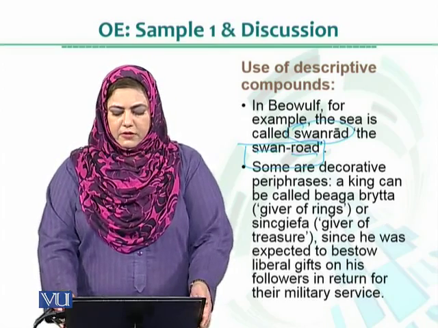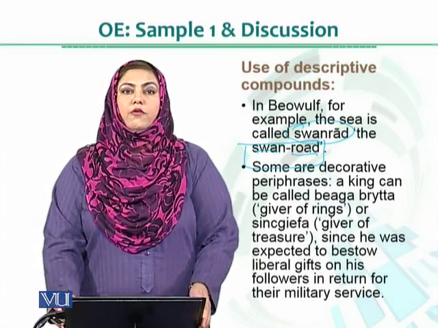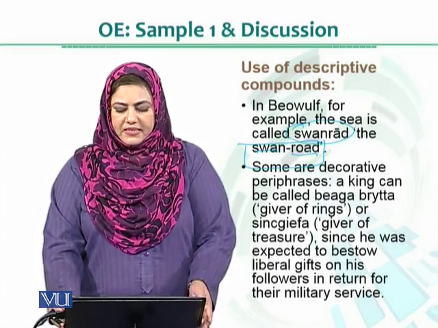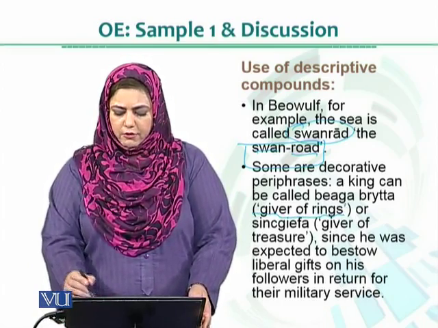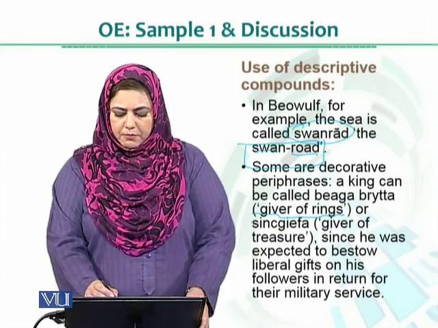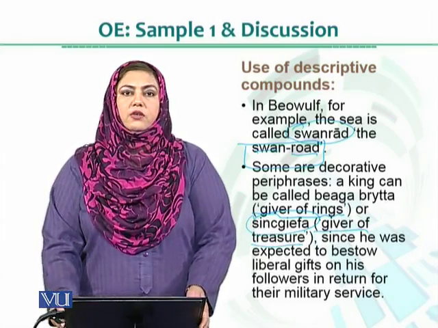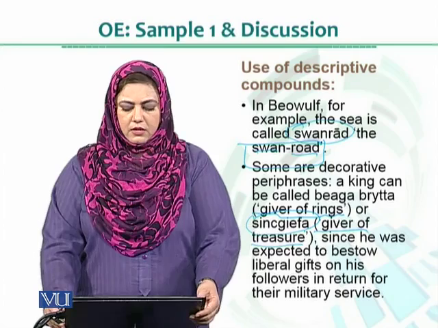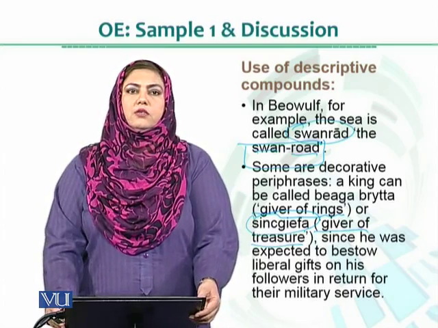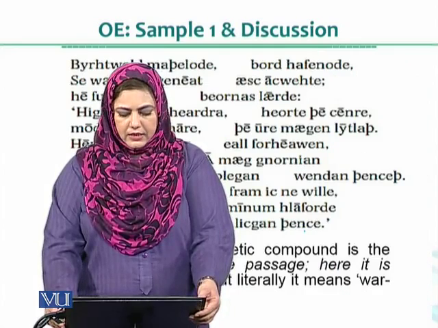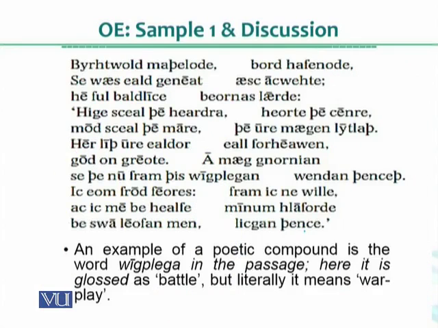Some decorative periphrases were also used. For example, the king would be called Begabreta, that is the giver of rings, and also, for example, Singrefa, giver of treasure. So, elaborative descriptive compounds would be used to give some particular meaning. In this example that you have already seen, this is the same text, I would like you to notice this word. This is a poetic compound, and here actually it means battle.